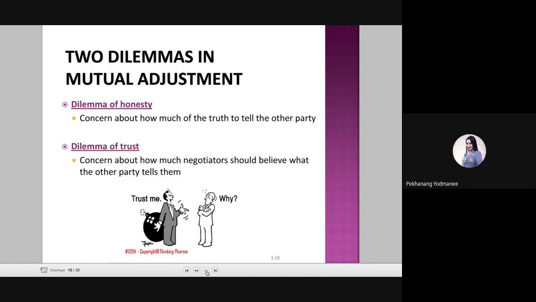Okay, for the first one, dilemma of honesty, concerned about how much of the truth to tell the other party. And the next one, dilemma of trust, concerned about how much negotiators should believe what the other party tells them.